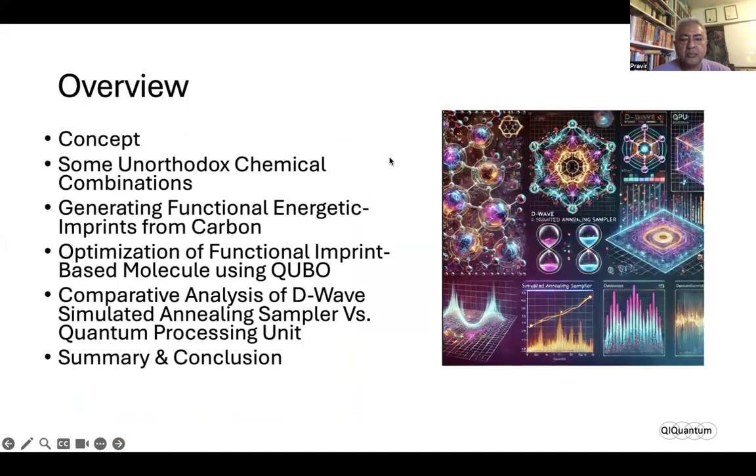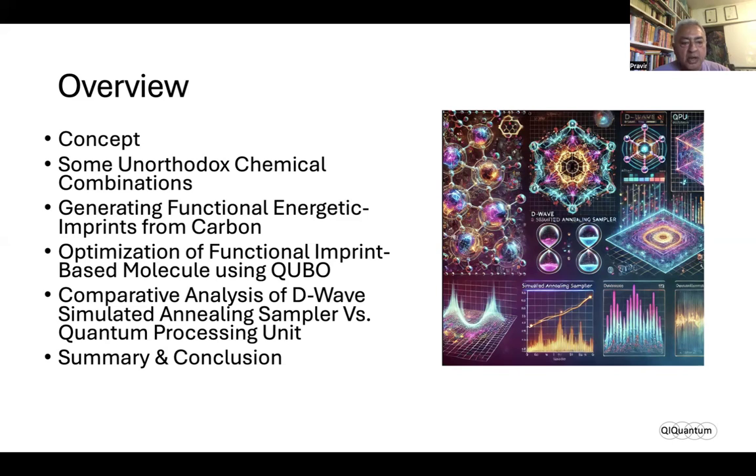In this presentation, it's very brief, but I'm going to first summarize the overall concept, given that it is a new, suggested approach to molecular design using quantum processes. I'm going to draw attention to unorthodox chemical combinations that we know cannot happen chemically, but the idea is that if we were to use quantum processes, maybe we could create a new kind of, quote unquote, synthetic molecule that had those imprints or the functionality that we wanted to see in that target synthesized molecule.